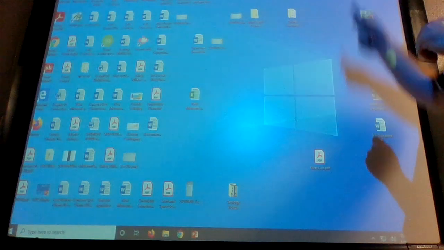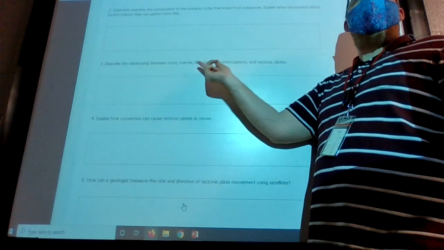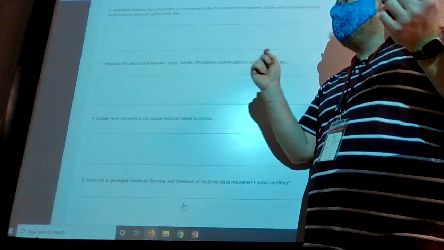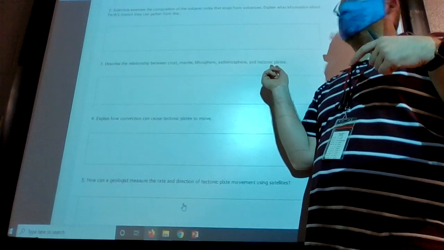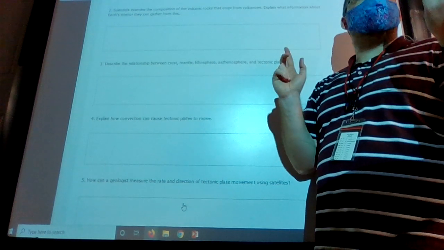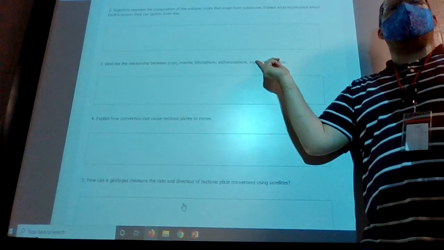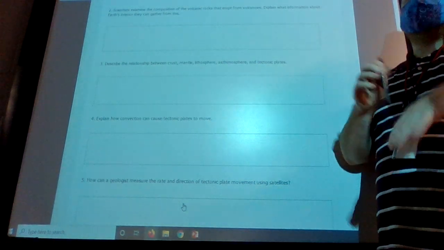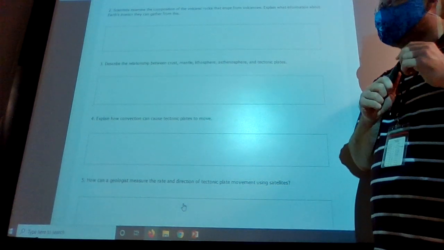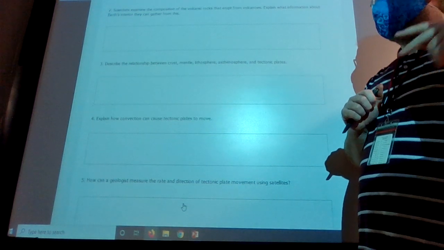So we already said tectonic plates are part of the lithosphere, and they float on top of the asthenosphere. The crust is made of the lithosphere and the tectonic plates. The mantle has the asthenosphere in it. So that's your second sentence. That's not the whole mantle, but the asthenosphere is in the mantle. So those two sentences should be perfectly fine.